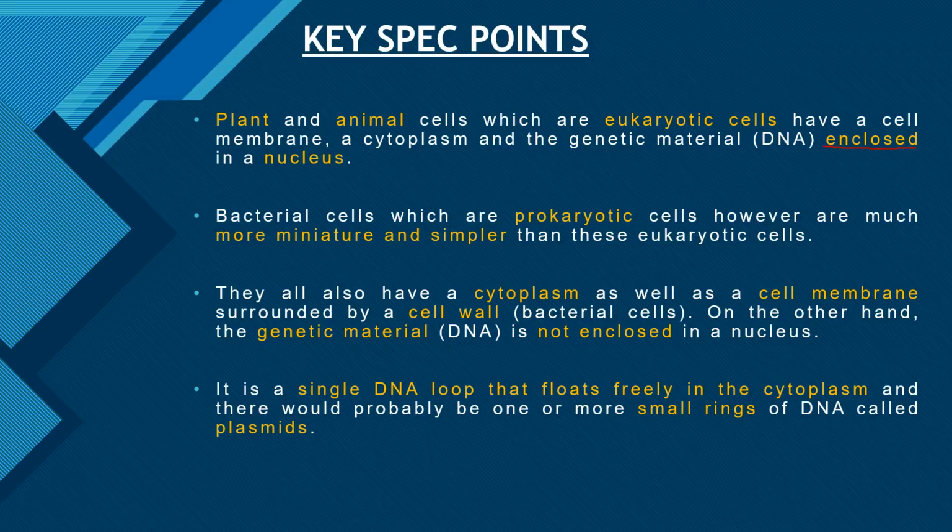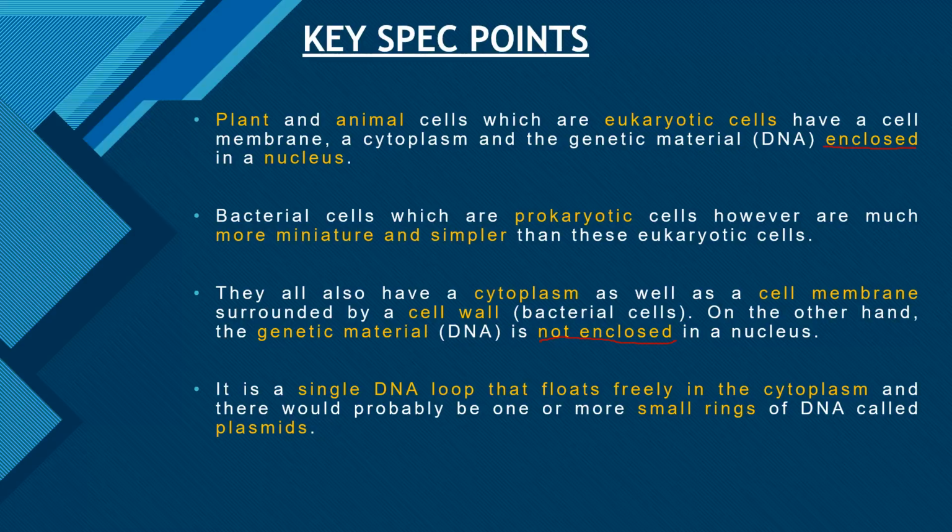Furthermore, they also have cytoplasm as well as a cell membrane surrounded by a cell wall, and we're still talking about bacterial cells. On the other hand, however, the genetic material, which is the DNA, is not enclosed in a nucleus. So we can see that there is a clear opposition between a prokaryotic cell and a eukaryotic cell regarding their storage of genetic material.